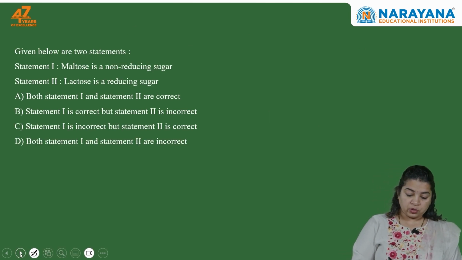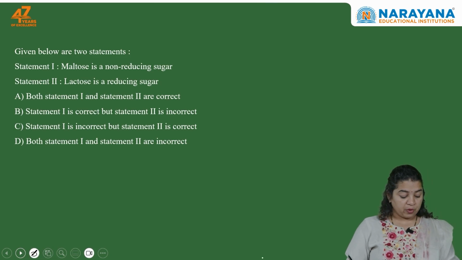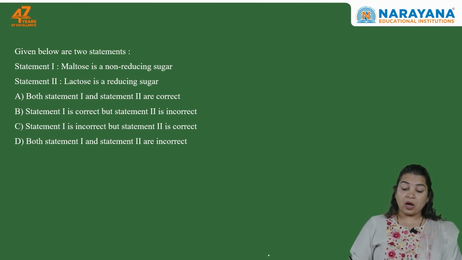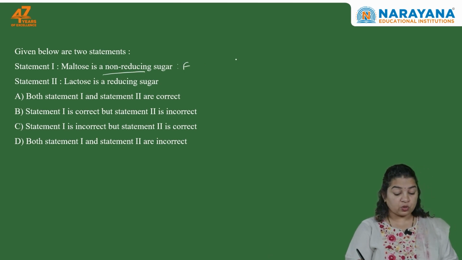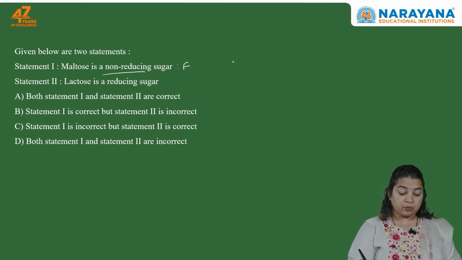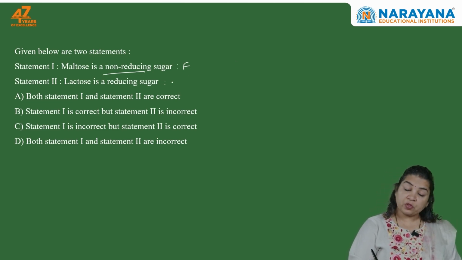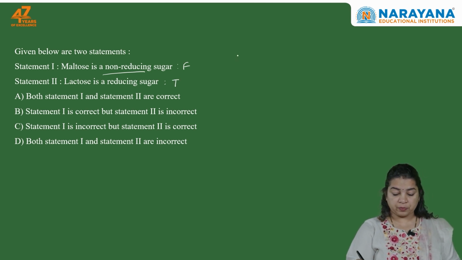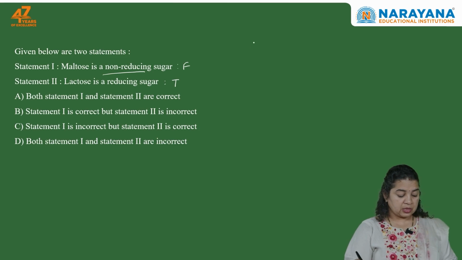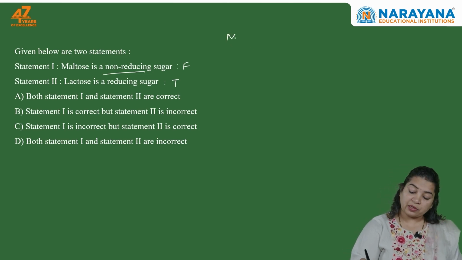Okay, moving to the next question. Biomolecules. Given below are two statements. Maltose is a non-reducing sugar. Reading this, it already seems that this one is false, because both maltose and lactose are reducing sugars. Sucrose was the one which was a non-reducing sugar. So this is true: lactose is a reducing sugar. Right? Let us revise what maltose was.